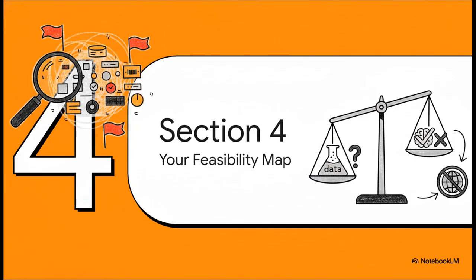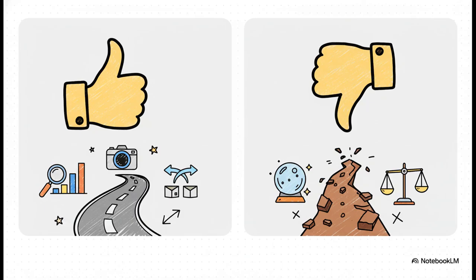All right, Section 4, building your feasibility map. So after you've gone through the audit and spotted the red flags, now you're finally ready to make what is probably the most important scientific judgment of all. You get to decide what your data can do and, maybe more importantly, what it cannot be used for. You see, the goal of an audit isn't just a simple thumbs up or thumbs down on a dataset. It's to build what we call a feasibility map.